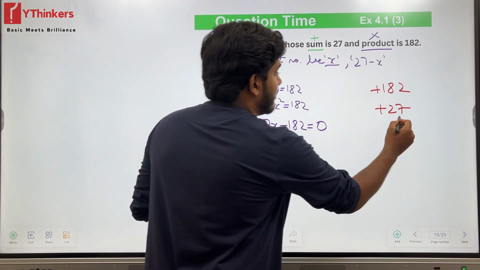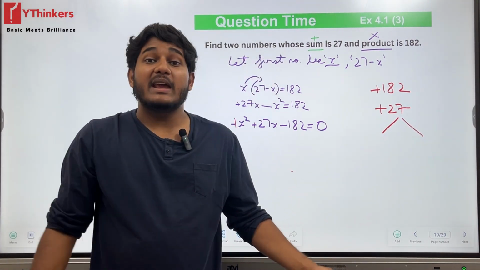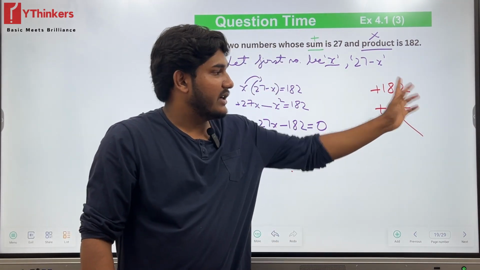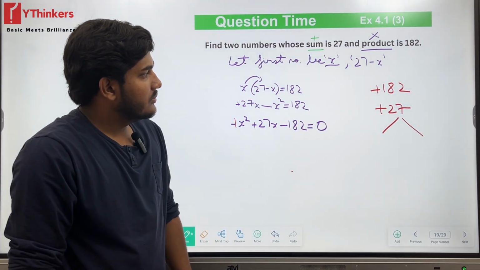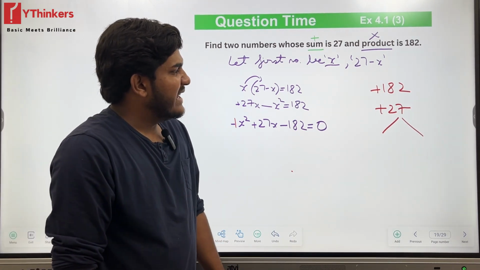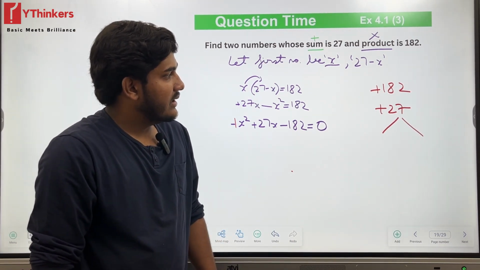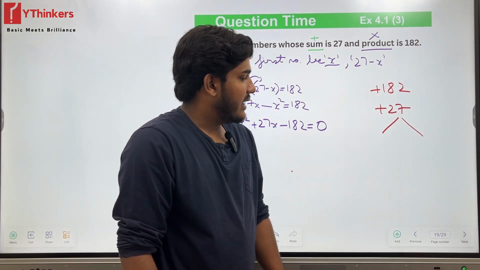So I need two numbers such that when I add them, I get 27, and when I multiply them, I get 182. Okay, let's see what those two numbers are. Can I try 27? No. Can I write 20 into 7? No, I'll get 140.